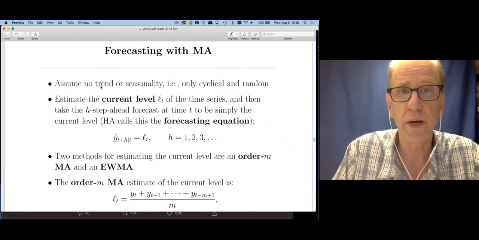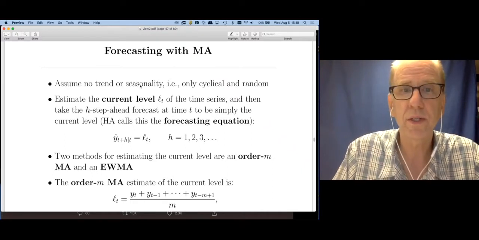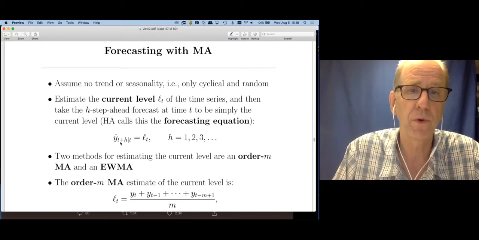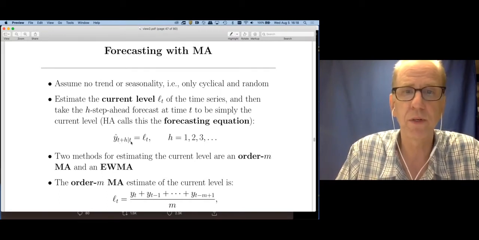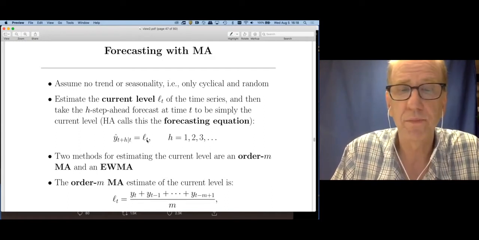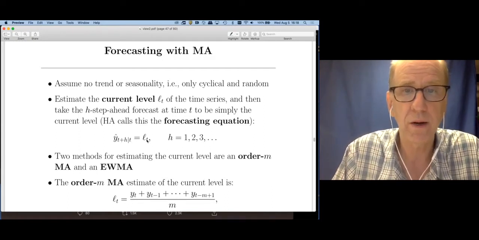Because there is no trend, nor is there seasonality, there's not a lot we can do. And so our future forecasts, so if I want to forecast out h periods, given what I know as of period t, my best estimate is just going to be the level we're at right now.